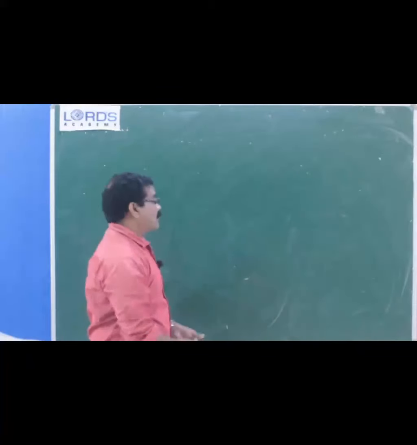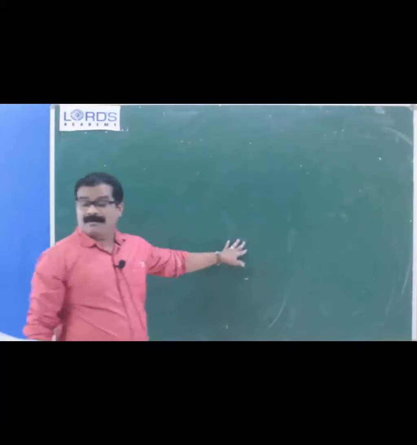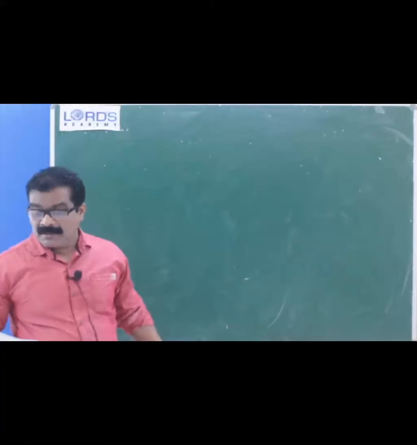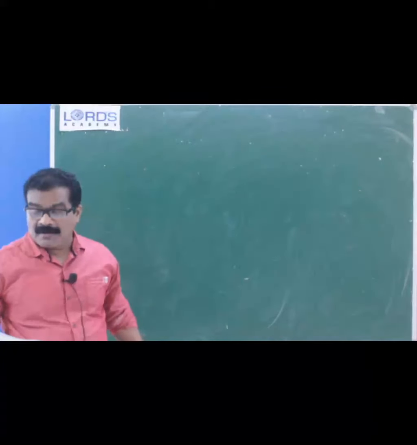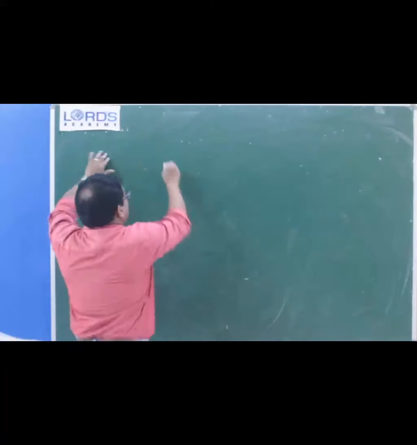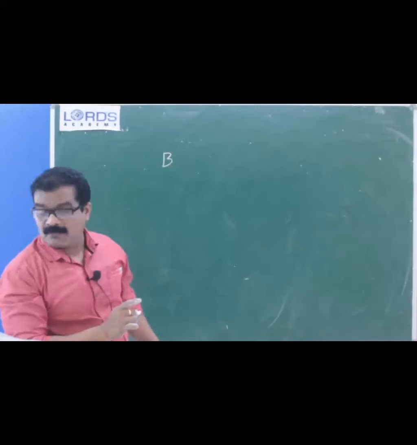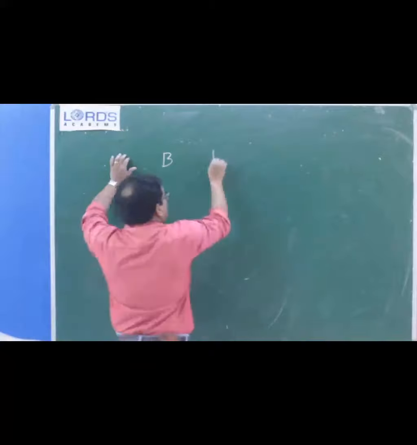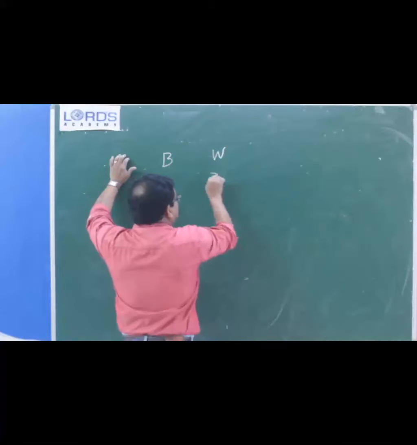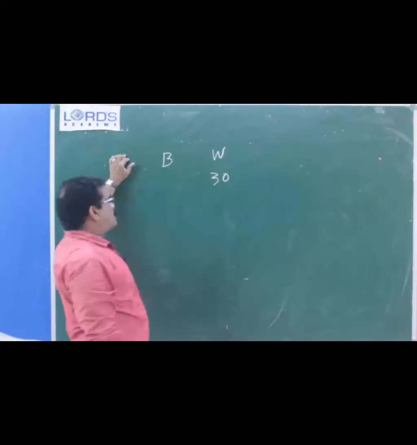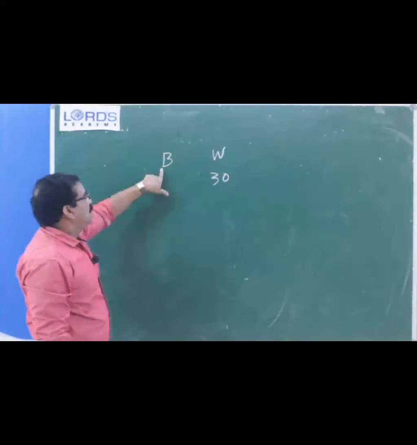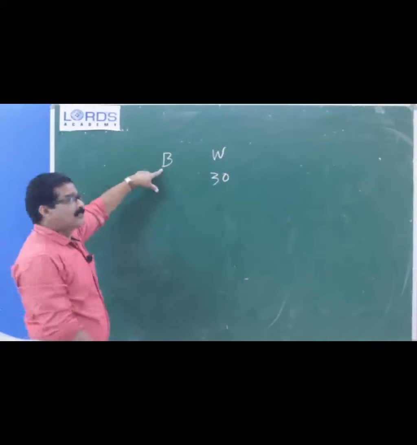Find the number of black balls in this box. We don't have the number of black balls. Here there are black balls and white balls. There are 30 white balls. We don't know the number of black balls. Let it be X.